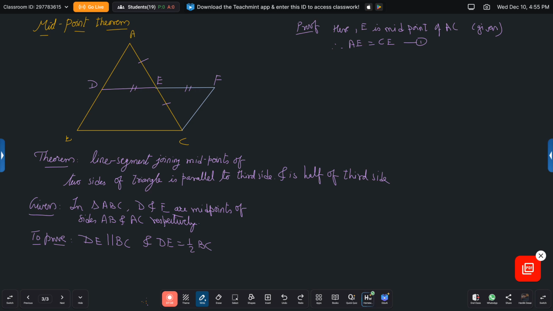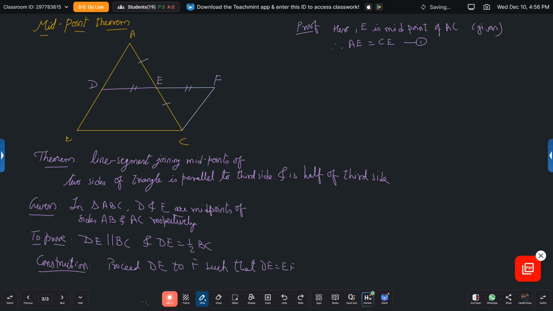Also, there is one construction, so I'll write construction over here first. After "to prove" we write construction. So construction is: extend, or you can use this word proceed, DE to F such that DE is equal to EF. Yes. We have to proceed in such a way.